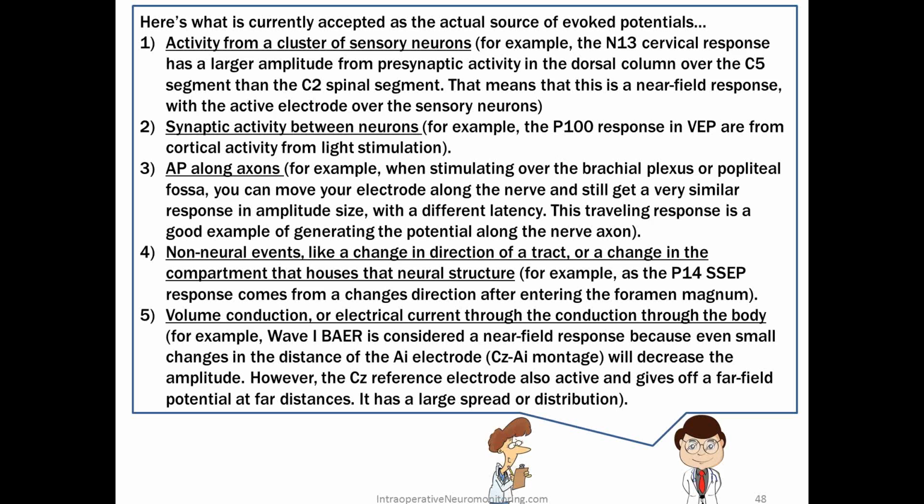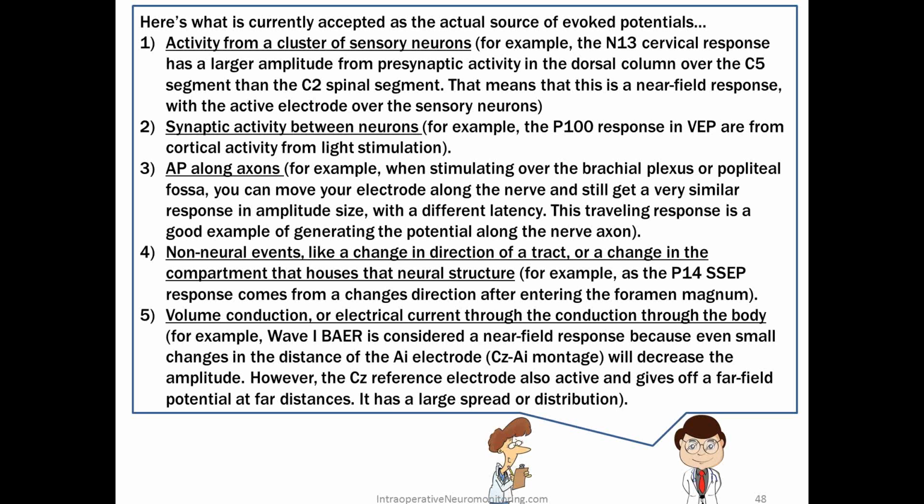So if you had that active electrode over the C5, you would have a very large amplitude, but if you had it over C2, you would have a smaller amplitude because you would be further away from that generator point, which is the presynaptic activity in the dorsal horn. I have a lot of that in my 30 days of neuromonitoring on my blog also. So if that was confusing, please go there and look a little bit further into that.